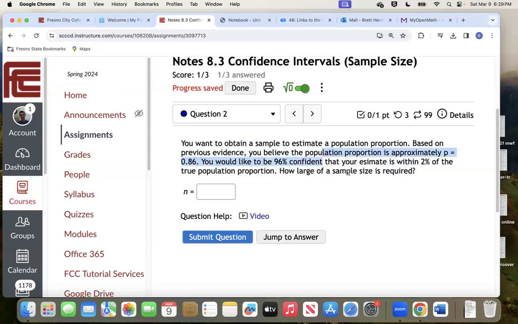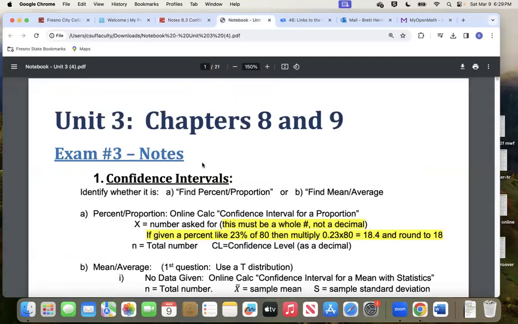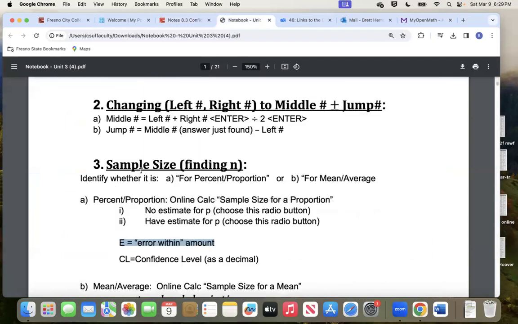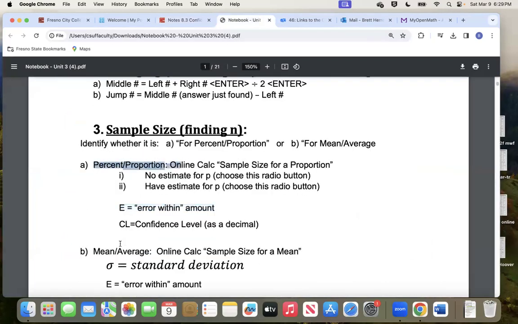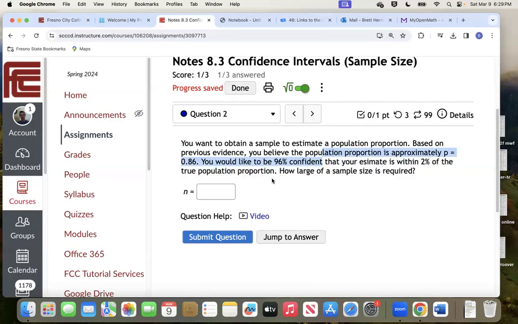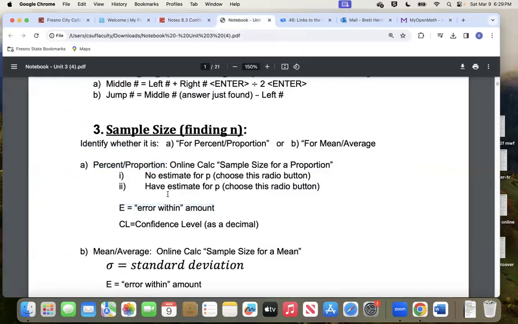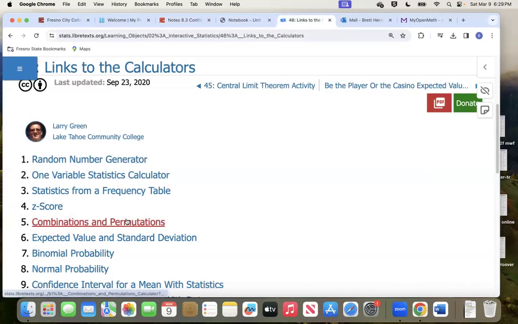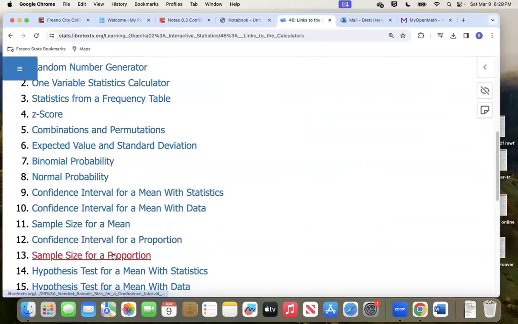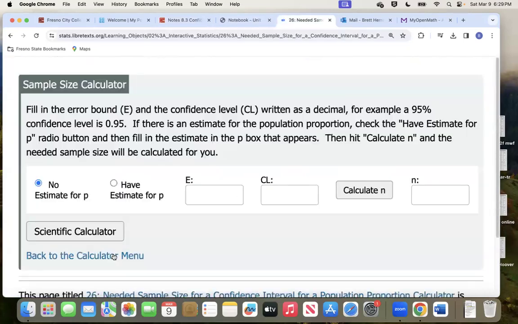Well, to do that, I'm going to go to the online calculator. Here's the notebook, unit 3 notes. Come on down, sample size. We have either percentage or mean average. So this one is percentage. Did you notice that? Back to the question: we want to estimate the true population proportion, percentage, proportion, same thing. I'm going to use the online calculator, sample size for a proportion. Click on that. There it is.